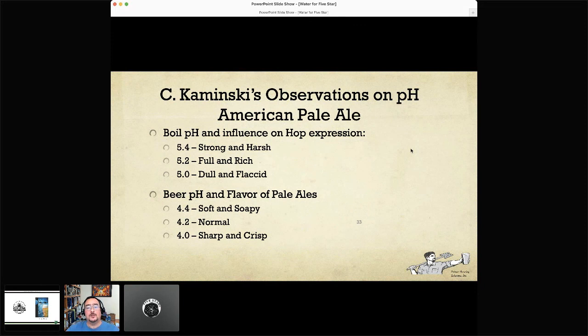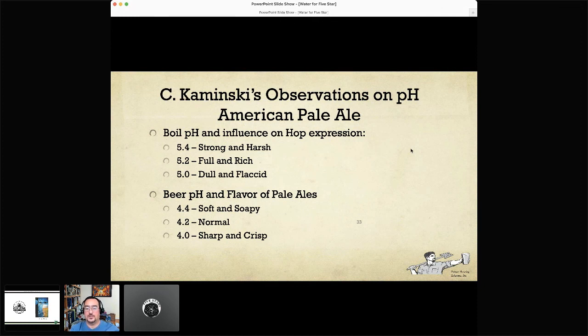Okay. My co-author, Colin Kaminski, in the Water book, was intrigued by experiments that we've done over the years where we could taste the difference between beers that had been brewed at different pHs. And so he went back to his tasting notes and brewing records and found this correlation. His boil pH affected his hop expression. At 5.4, he felt that the hop expression was a bit strong and harsh. At 5.2, it was just right. At 5.0, it was a little bit weak.